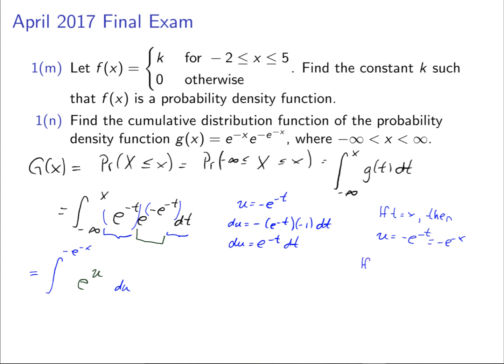For my lower bound, t is minus infinity. What does that look like? u is minus e to the minus t, that's minus e to the infinity, that's minus infinity. So the lower bound doesn't change. This is an improper integral, so I need to replace that lower bound with a limit.